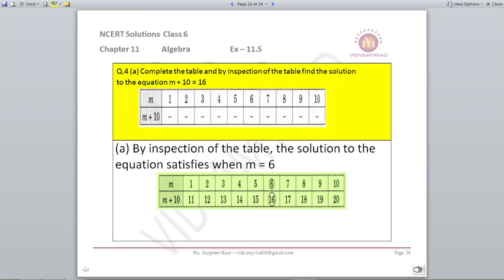Question number 4. Complete the table and by inspection of the table find the solution to the equation where m plus 10 is equal to 16. Now where m values are given to us from 1 to 10 and we will put these values in the equation m plus 10. We will see where the 16 will come. When we do that, we notice that it is on the place of 6. That means when m is 6, 6 plus 10 is 16. Only in this case, when m is 6, the solution of the equation is satisfied. Left hand side will be equal to right hand side.